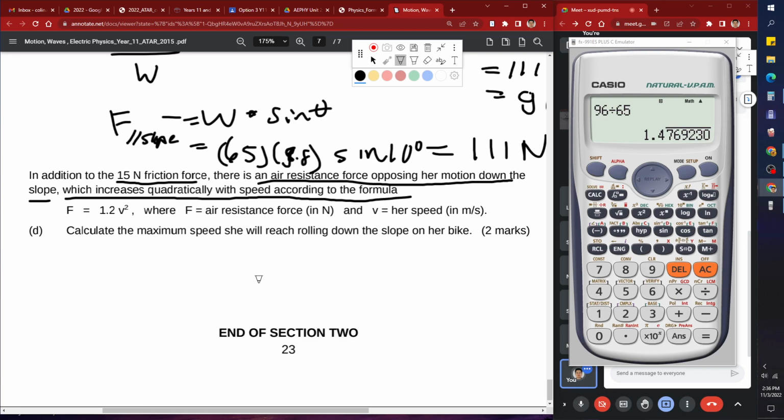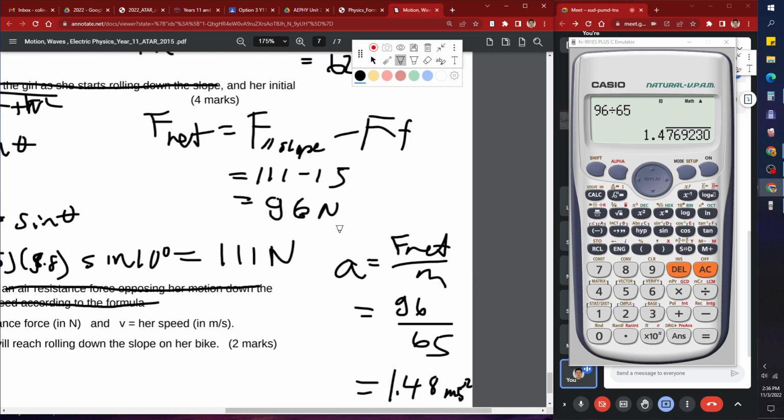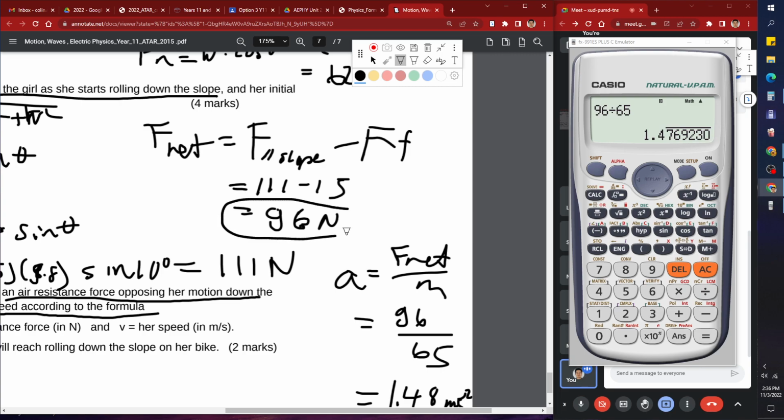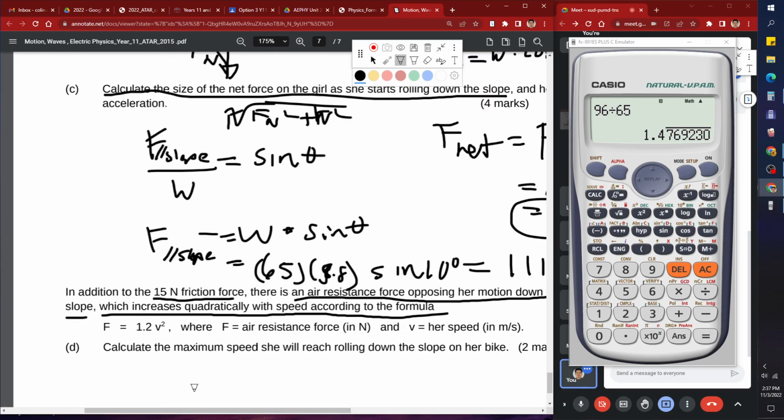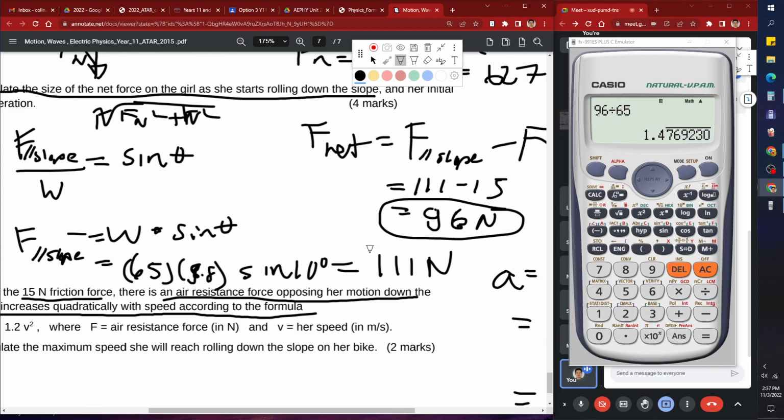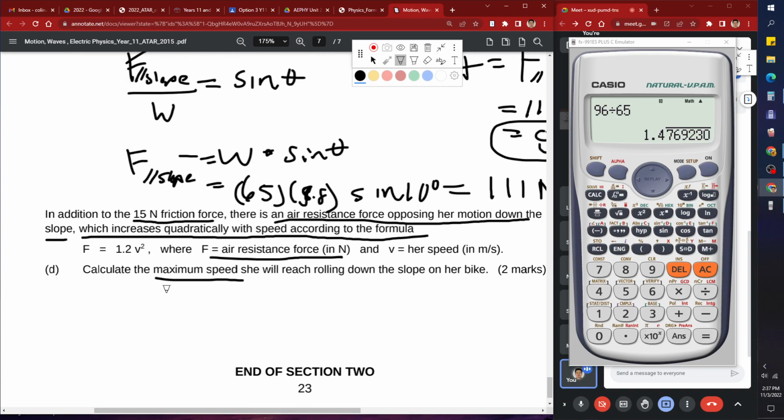Well, remember, the net force down right now is 96 newtons. We've already subtracted the friction force. So the air resistance has to equal that so that F net is 0 and that becomes constant velocity. Because as long as the net force is greater than the air resistance force, then you'll always get acceleration in this net force direction. So the only way that we get the maximum speed is when F net equals F air.